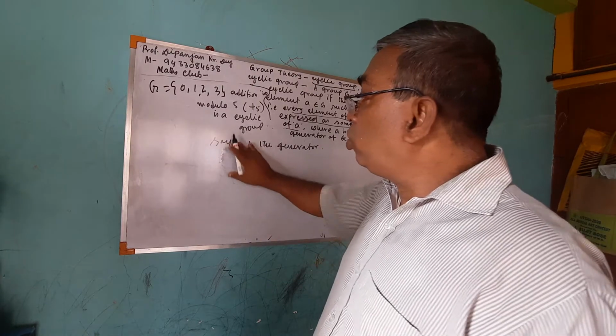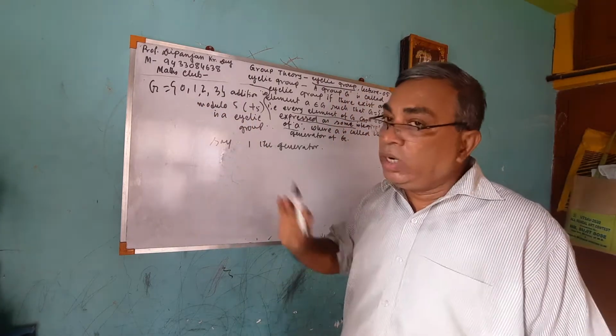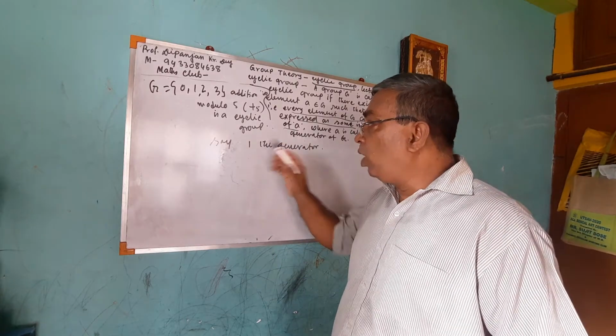The generator element should be contained in G. It may be a generator, it may not be. I don't know which one will be the generator. One may not be the generator. Say one is the generator.